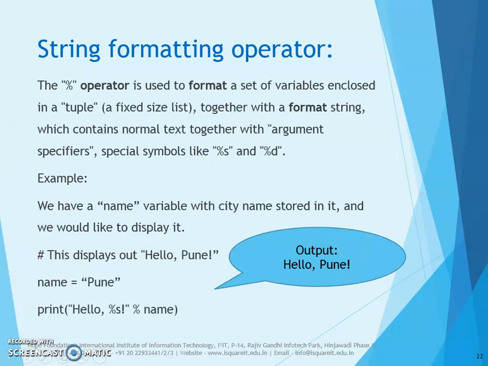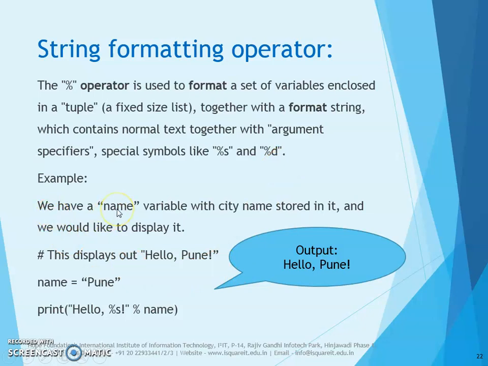Now next is the string formatting operator. If we want to format a string, then the percentage operator is used. This percentage operator is used to format a set of variables enclosed in a tuple, written inside round brackets, of a fixed size, together with the format string, which contains normal text together with argument specifiers, that is special symbols like %d, %s and so on. So we will see an example.